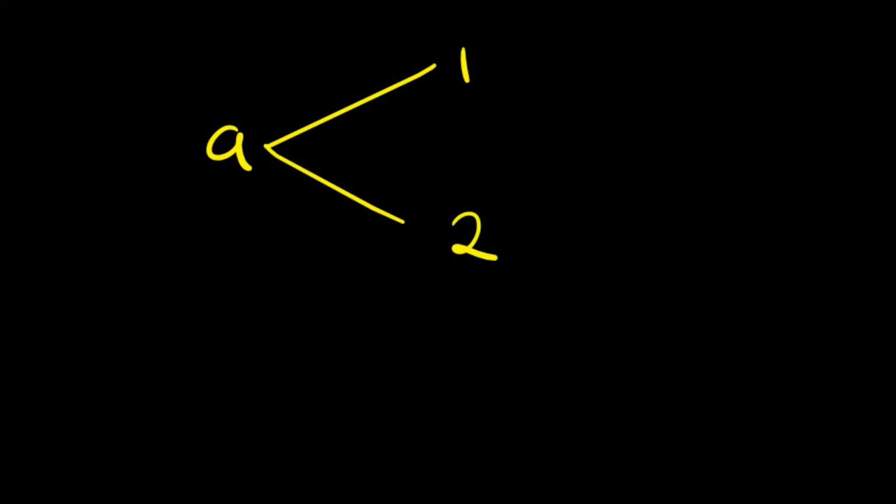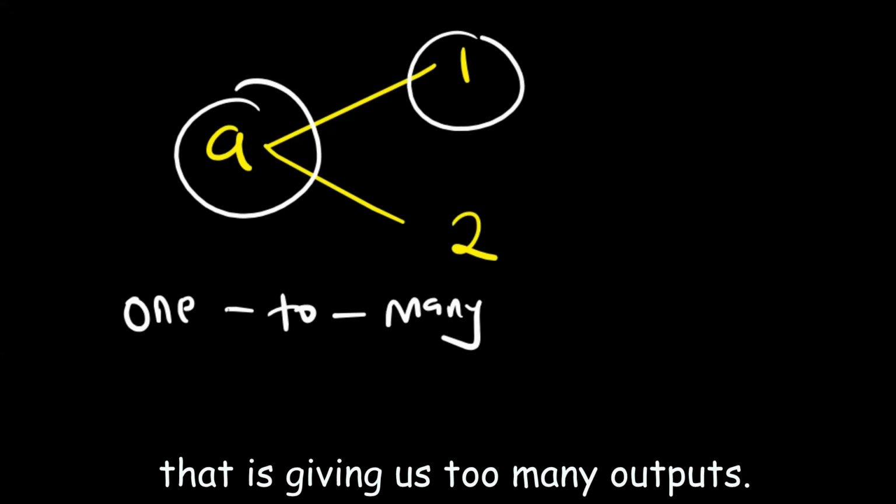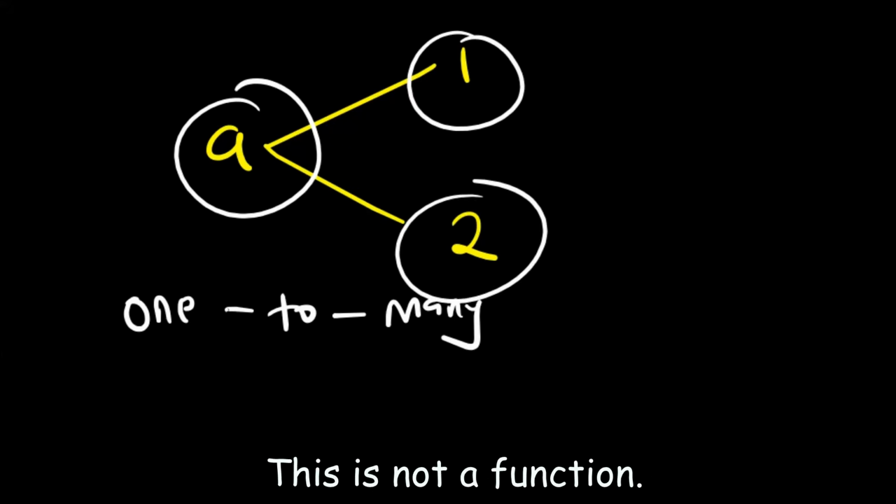This is called a one-to-many. One-to-many is not a function. We've got one x value that is giving us too many outputs. In this case, two outputs, 1 and 2. This is not a function.